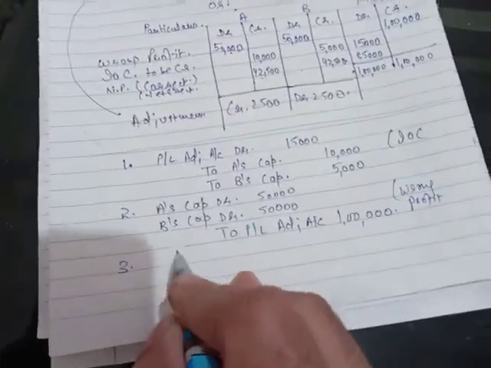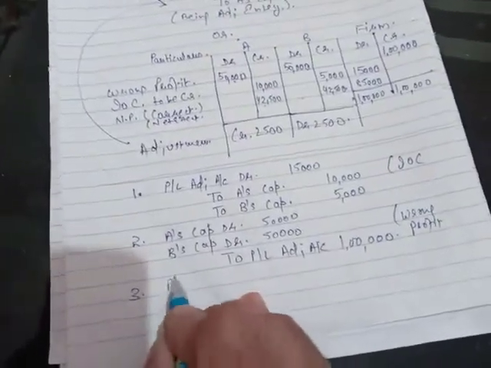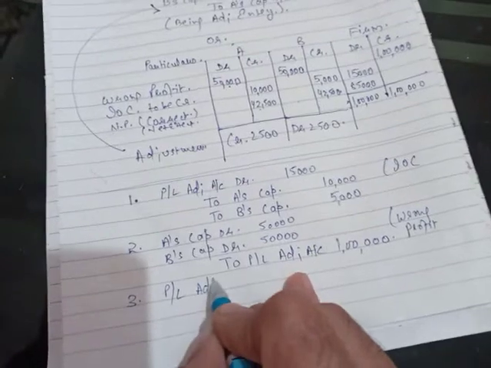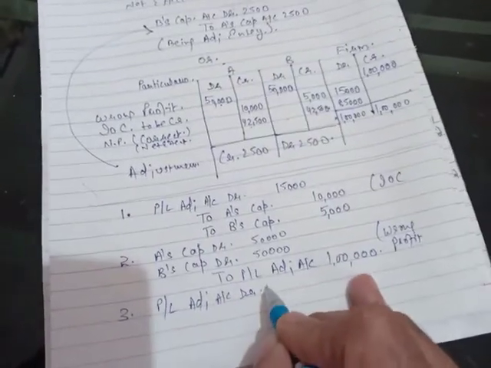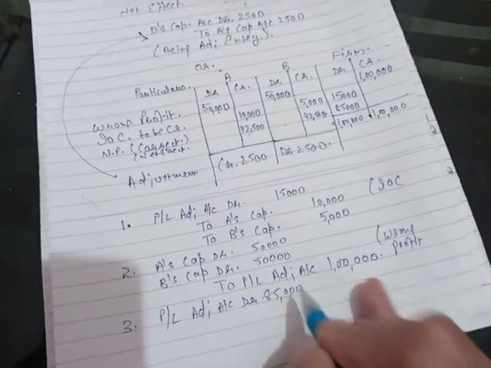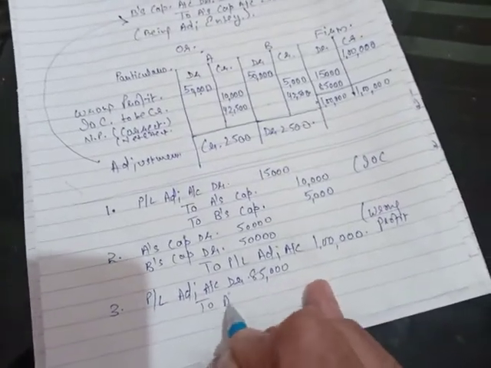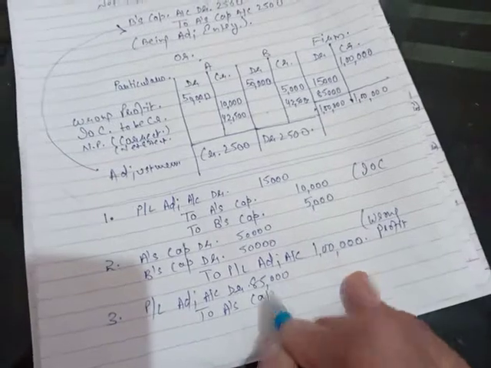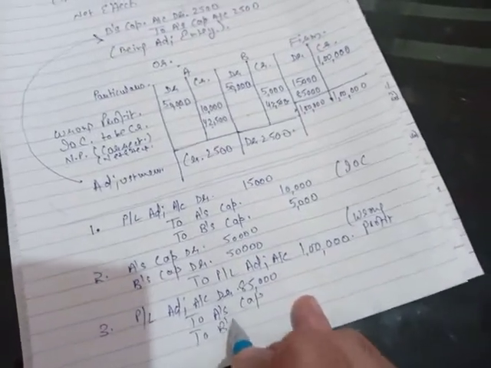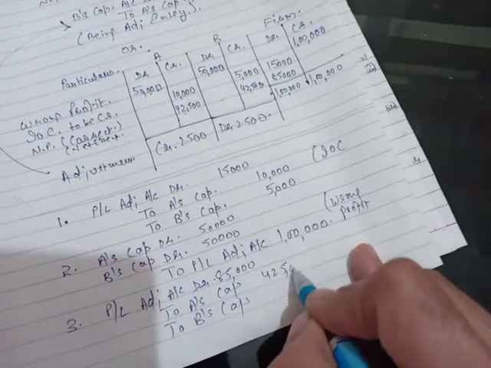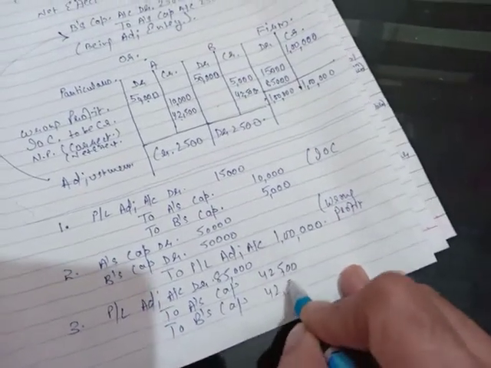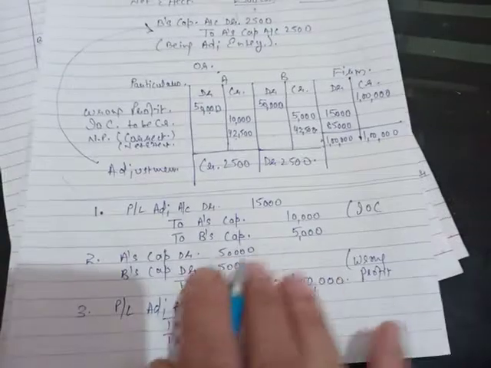Now the third entry will be: now we have to credit them, P&L adjustment account debit 85,000 to A's capital, to B's capital, 42,500 each. So this is the second method.